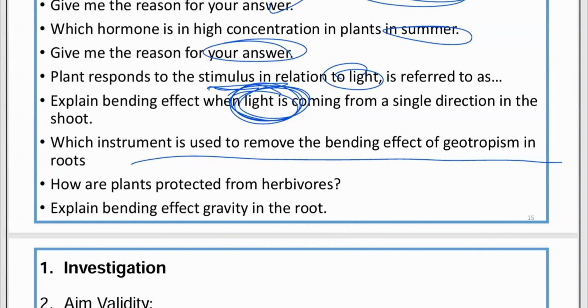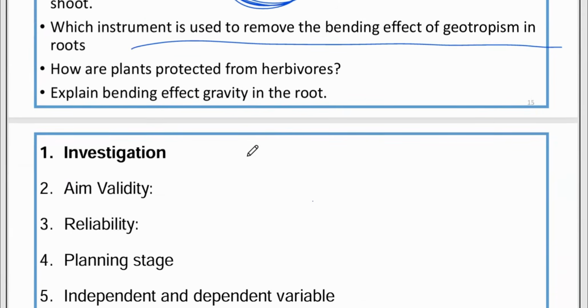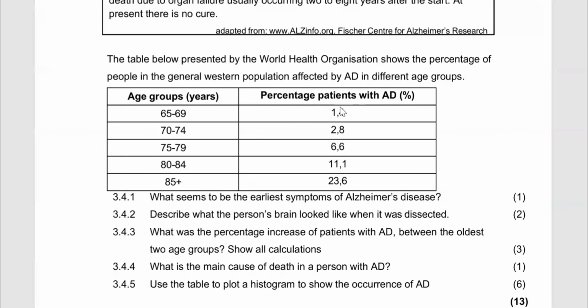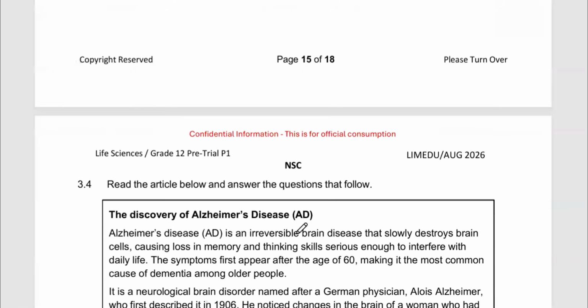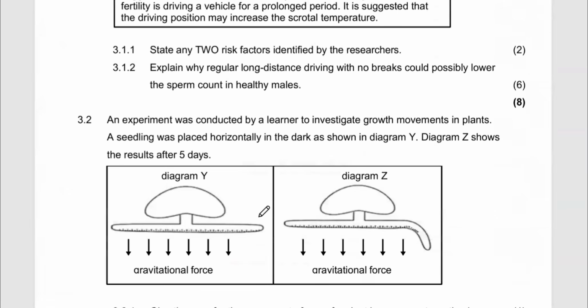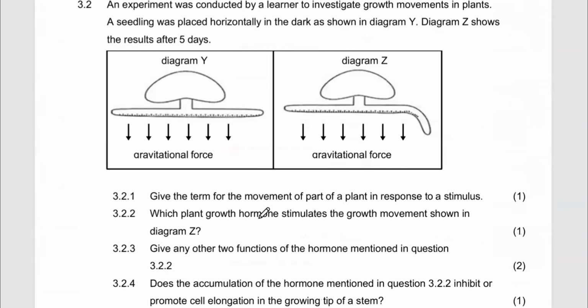Then from there, you need to also understand how the plant is protected from herbivores. You can use thorns, you can use chemicals also. Explain the bending effect of gravity. So we have seen that one. There is a question, sometimes we bring it in the investigative question. I don't know whether these are different questions. Anyway, there is also this question, you see.